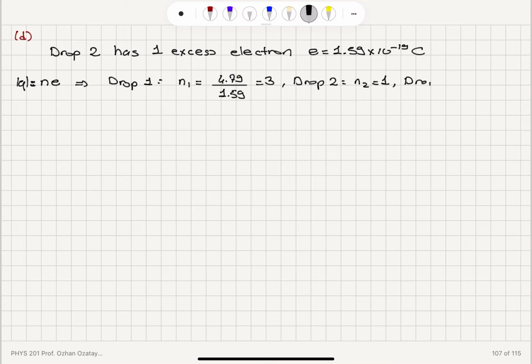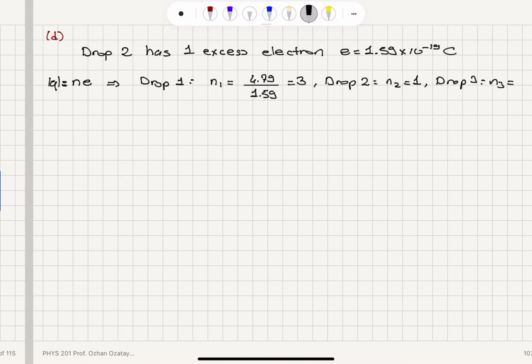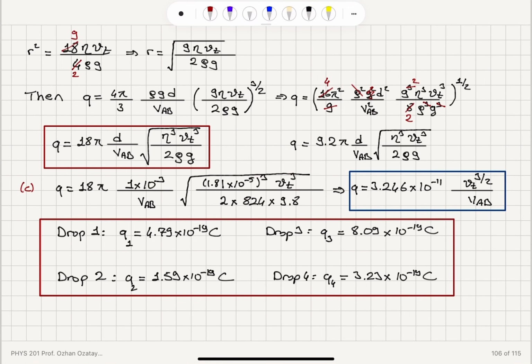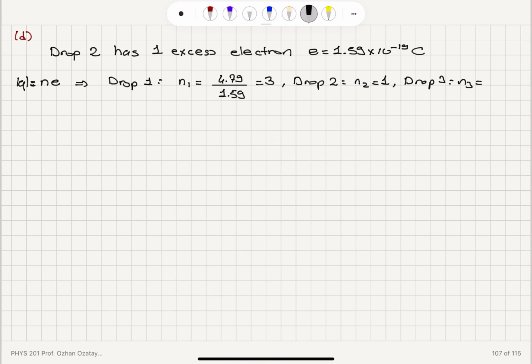For drop 3, the number is, because we have charge 8.09, 8.09 divided by 1.59.